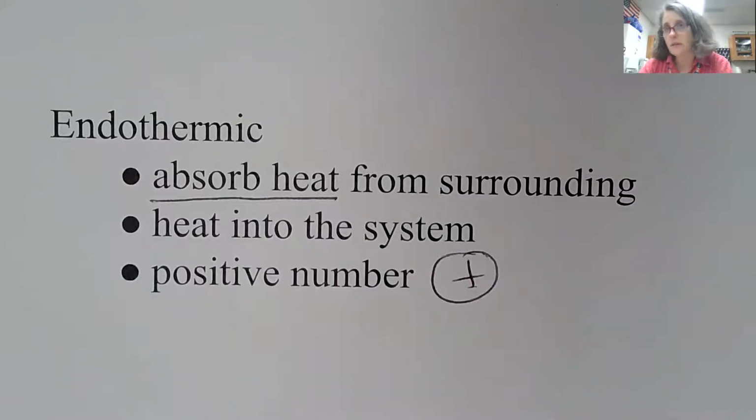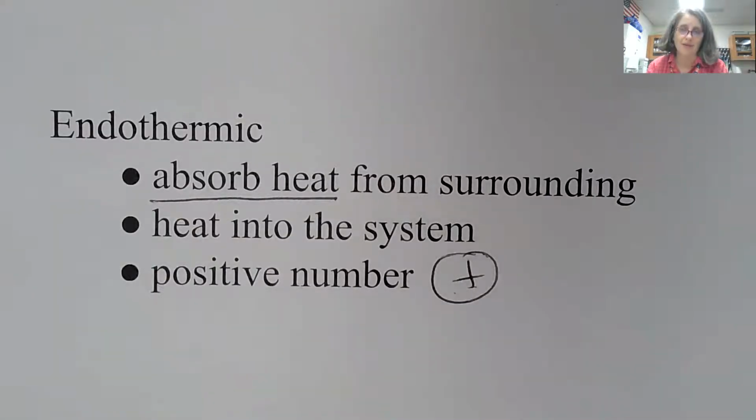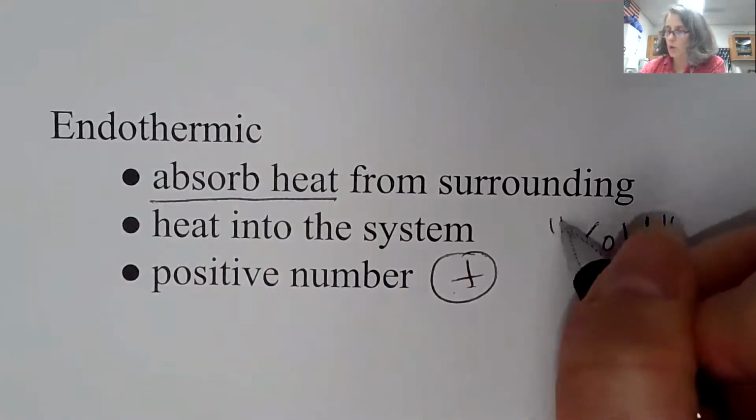Again, this has nothing to do with delta T. This has to do with, again, the transfer of energy, so the transfer of heat. So if I'm absorbing heat from the surroundings, I am gaining it into the system. So since I'm gaining something, that is a positive thing. So we put endothermics as positives. So endothermics are positives. So just like exothermics are hot to the touch, endothermic processes are cold to the touch.